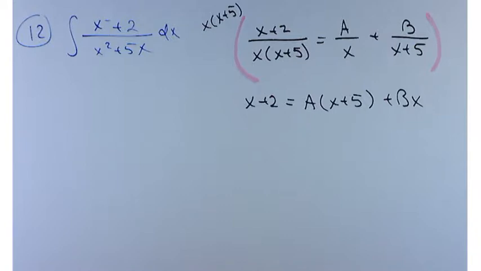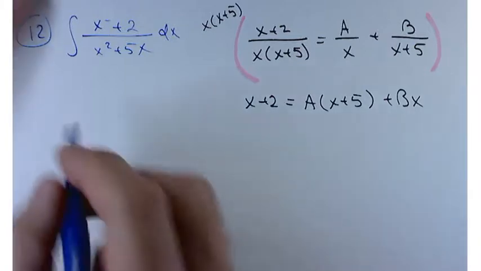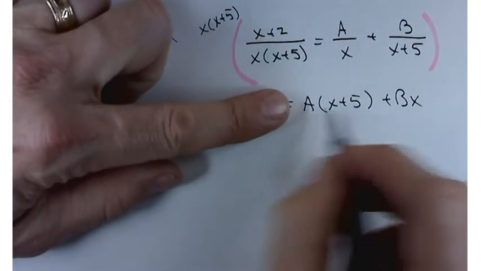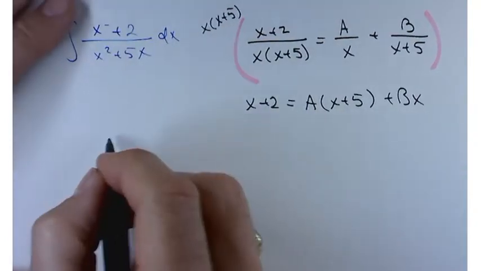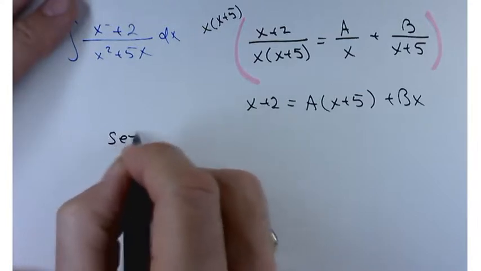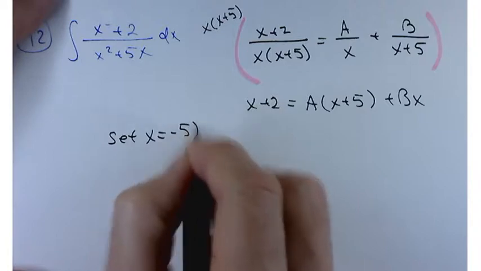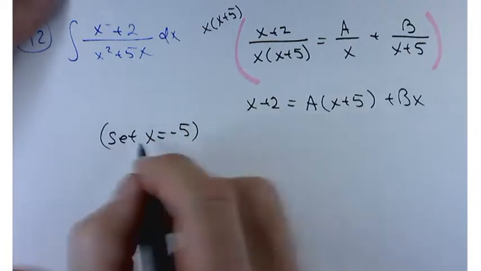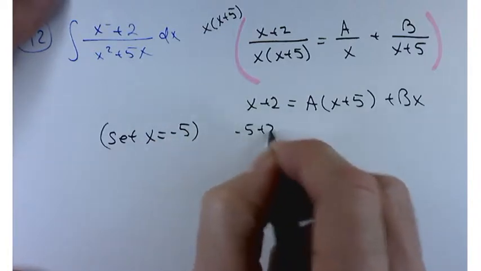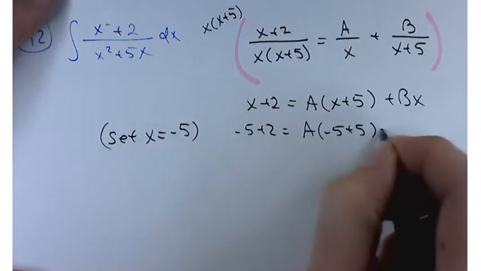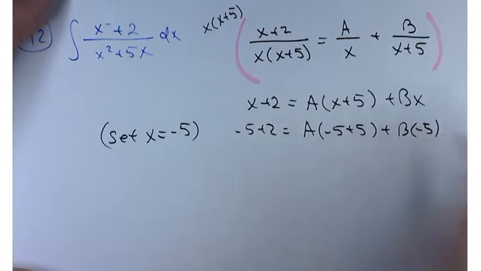So Ronnie, let's try and pick a couple clever values to help us solve here for x. So what's a value for x on the right hand side that would work out pretty good? Set x equal to... Yeah, negative 5 looks like a winner. So that'd be negative 5 plus 2 equals a times negative 5 plus 5 plus b times negative 5.